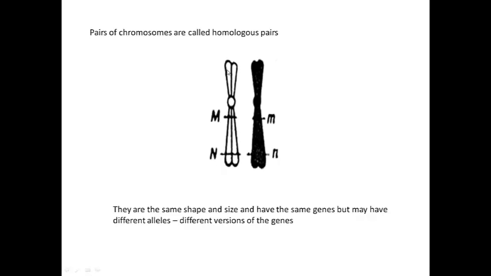So the hair color gene will be here, the hair color gene will be here. Tongue rolling gene will be here, tongue rolling gene will be here. But this version of the hair color gene may code for black hair, and this version or allele of the hair color gene may code for blonde. Same genes, but maybe different versions on the homologous pairs.